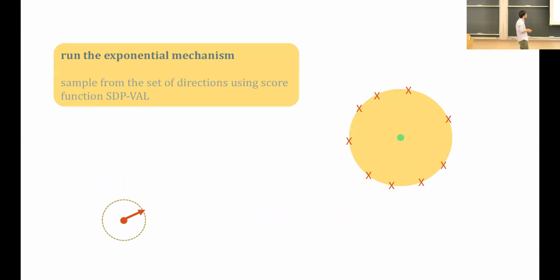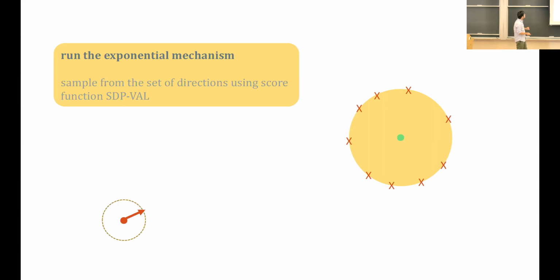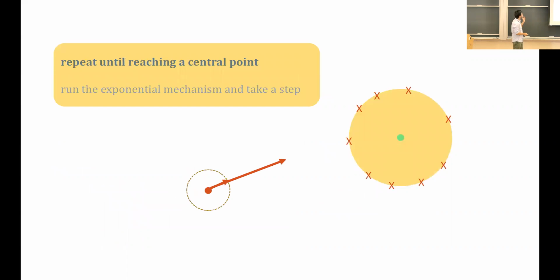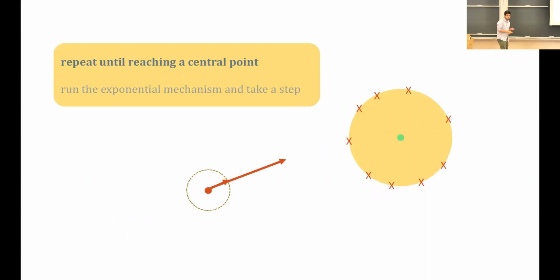So what is the algorithm now? The final algorithm: we have some candidate point mu tilde. We run the exponential mechanism using this score function, and this gives you a direction. You take a step in that direction. You repeat this until you reach a central point. This is going to take log of the initial distance to the central point steps. We assume that we are starting from a point that has distance root d, so this is going to take log d steps at most.